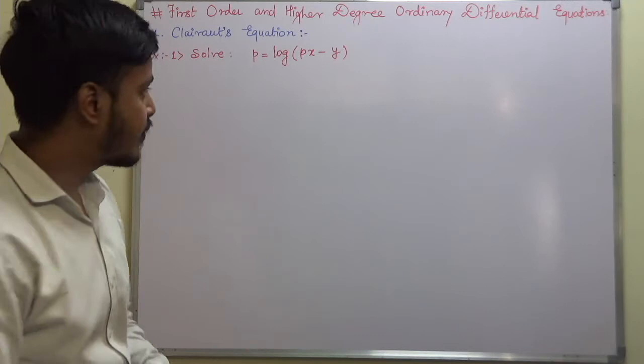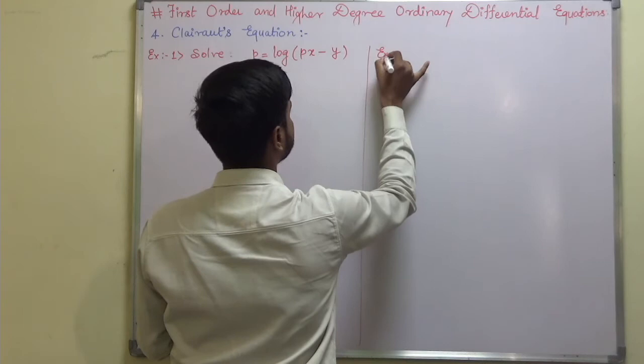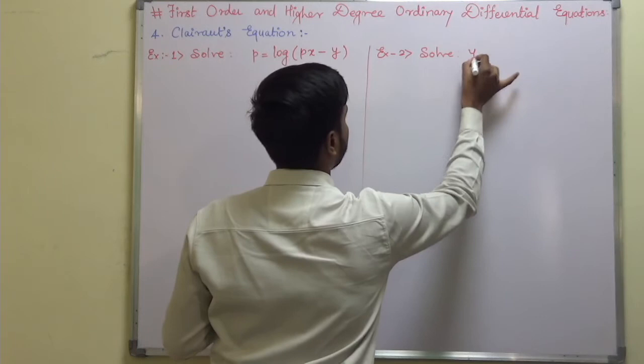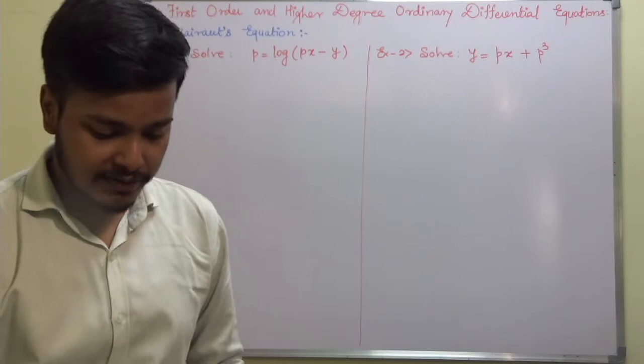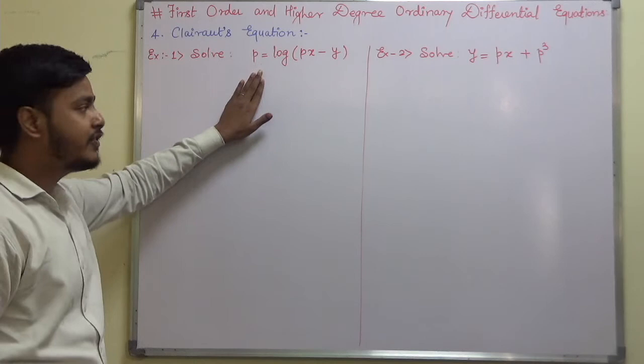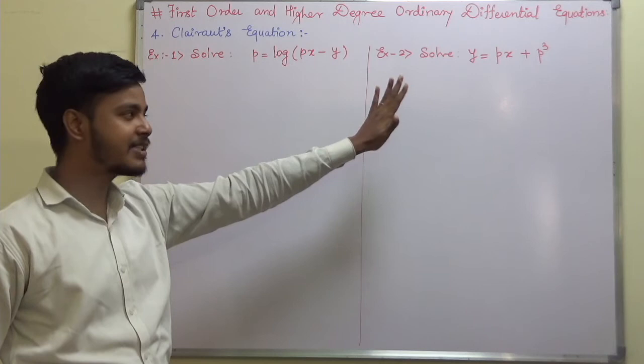And one more problem let me take here, example number 2. Solve y is equal to px plus pq. So these are the problems we have with us, okay? Before we take the second problem, I think we should solve the first problem. That is easy and very simple to start with. So let us take example number 2 first.